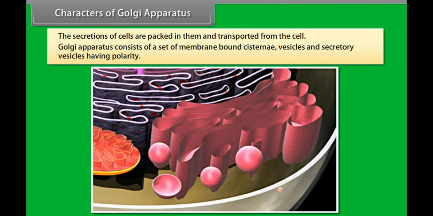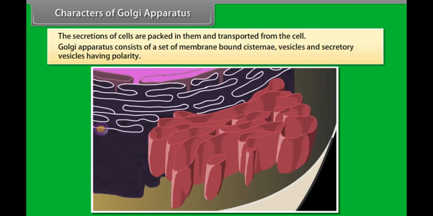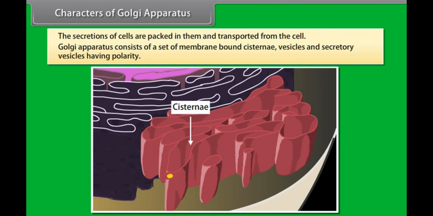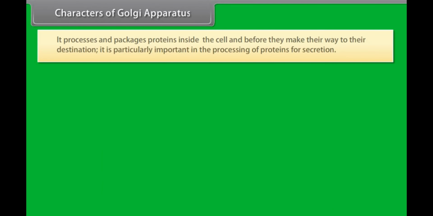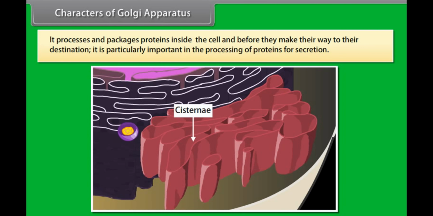The Golgi apparatus consists of a set of membrane-bound cisternae, vesicles, and secretory vesicles having polarity. It processes and packages proteins inside the cell before they make their way to their destination, and it is particularly important in the processing of proteins for secretion.